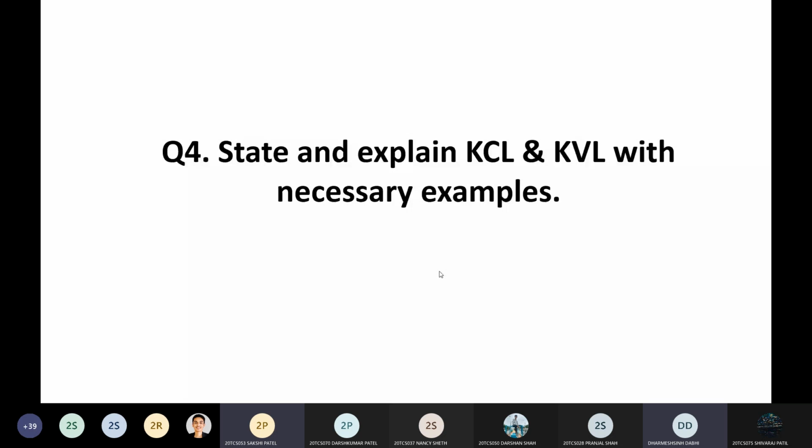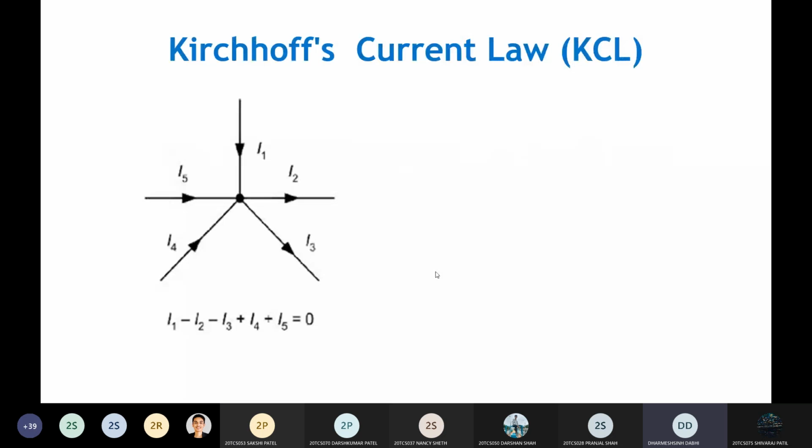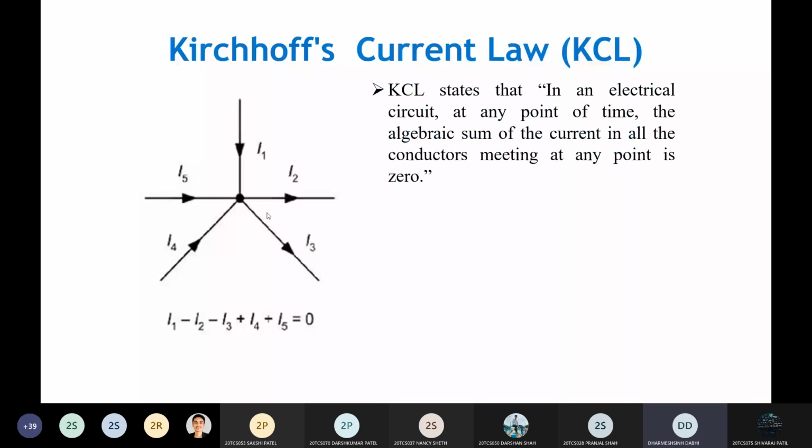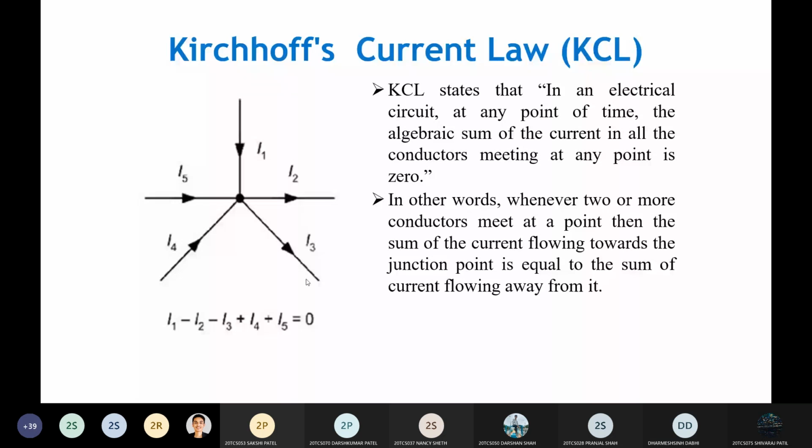So give the answer with some example. Take any example. Take 3 or 4 currents at any point. Some currents are entering, some currents are leaving. So you can explain it this way. In the electrical circuit, at any point of time, the algebraic sum of current in all the conductors meeting at any point is 0. Okay. So you can explain by this example also.